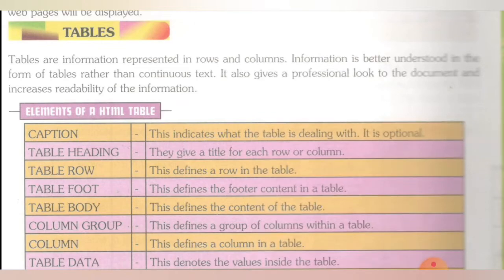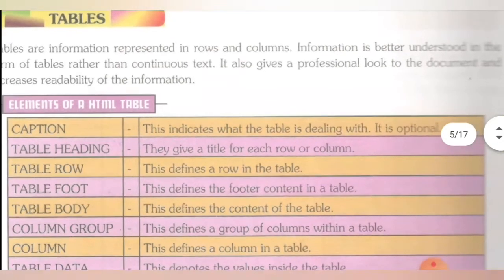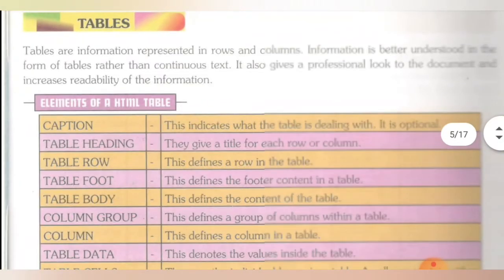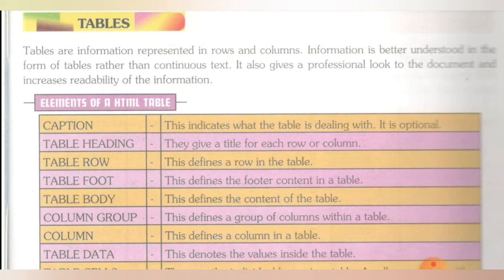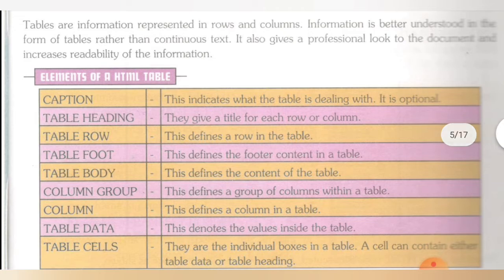Can you see the table type of information? In your mark register and class attendance, all represent the information in tabular form only. There are several elements used in the table tag: caption, table heading, table row, table foot, table body, column group, column, table data, table cells, like that. See these elements of HTML, where one tabular column is given. Table means just like this one, that is rows and columns.